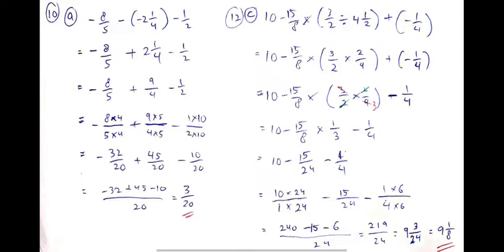So we need to deal with the power first. If there is a power, but it turns out there is no power here, so we go to the next one, which is bracket. So power or root, and then bracket, and then finally multiplication and division, and lastly addition and subtraction. So we do this inside bracket first.